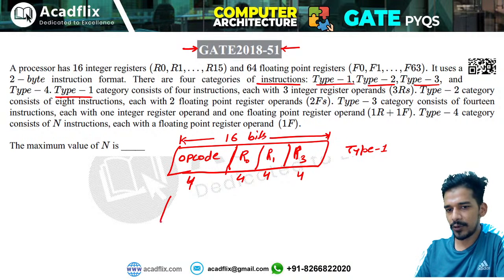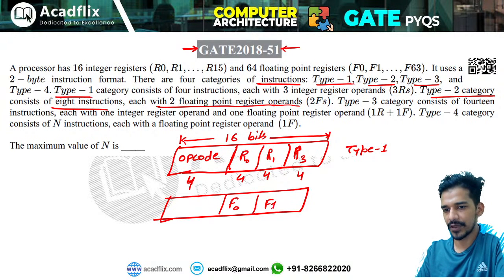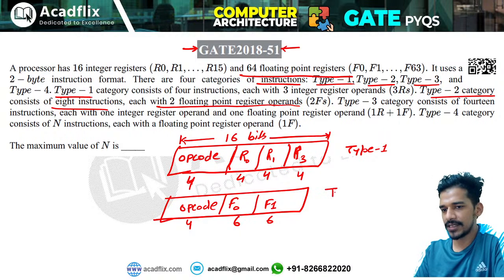Then you have type 2 instructions. The type 2 category consists of 8 instructions, each with 2 floating point registers, floating point register 0 and floating point register 1. We have 64 floating point registers. To specify one of the 64 floating point registers, you will require 6 bits, and the instruction is of 16 bits. 6 plus 6 is 12. That means the opcode will be of 4 bits, right? This is called the type 2 instruction.